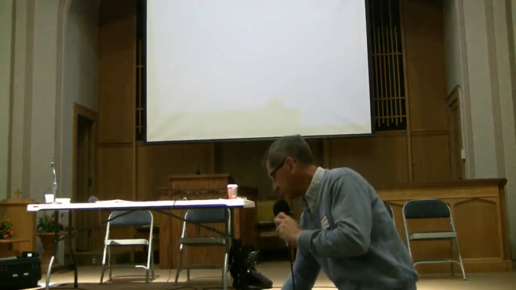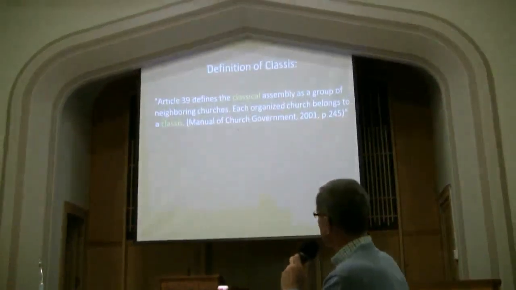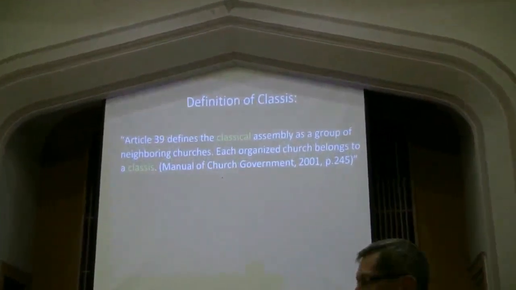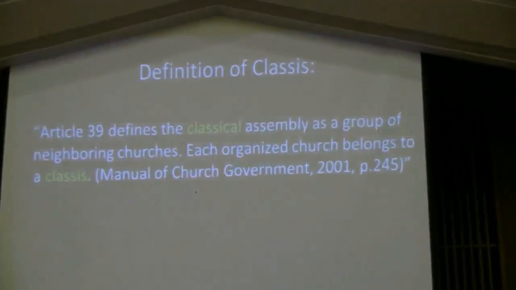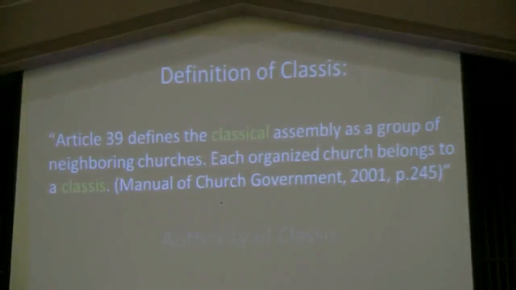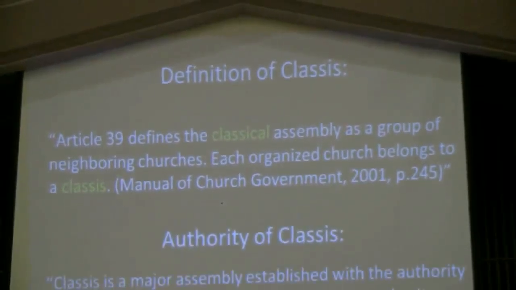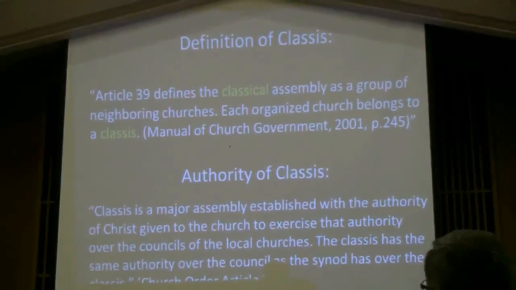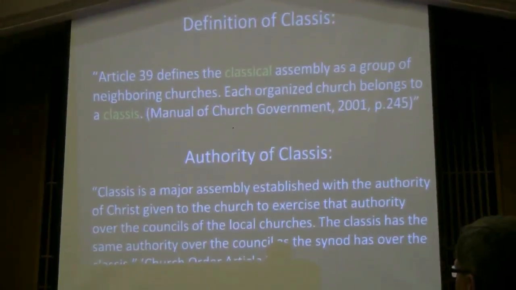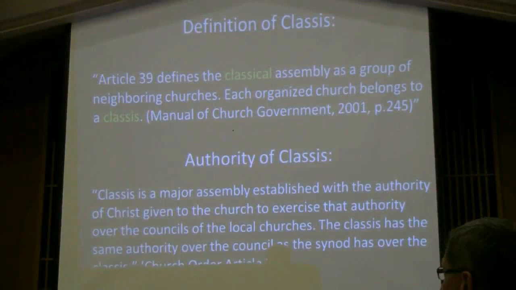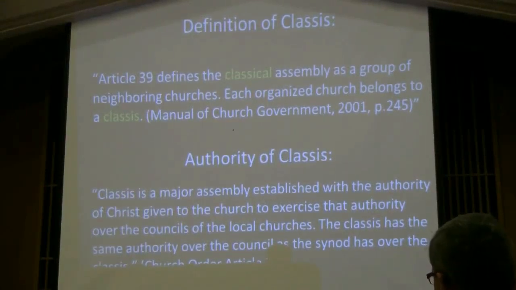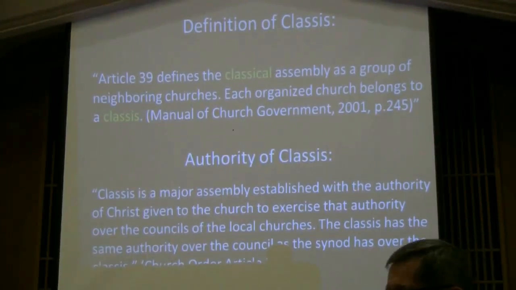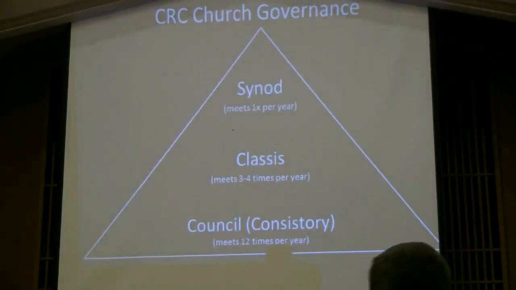So the definition of a Classis, this comes from Article 39, defines the classical assembly as a group of neighboring churches. Each organized church belongs to a Classis. That's your definition of the word Classis. And then the authority of Classis: Classis is a major assembly established with the authority of Christ given to the church to exercise that authority over the councils of the local churches. The Classis has the same authority over the council as the synod has over the Classis. And the next slide will point that out.